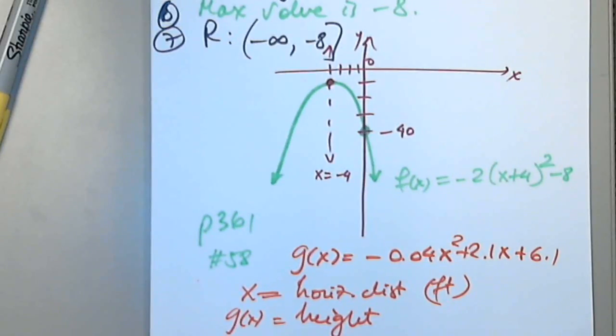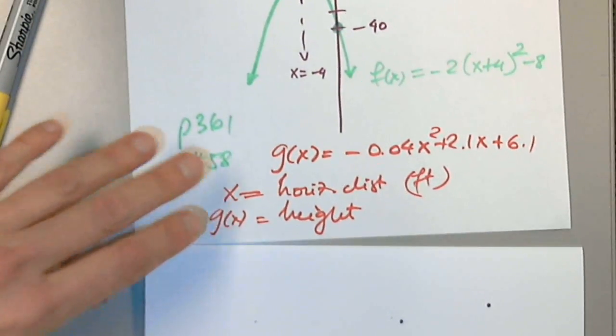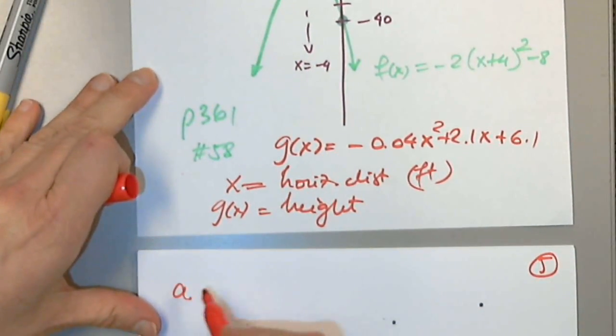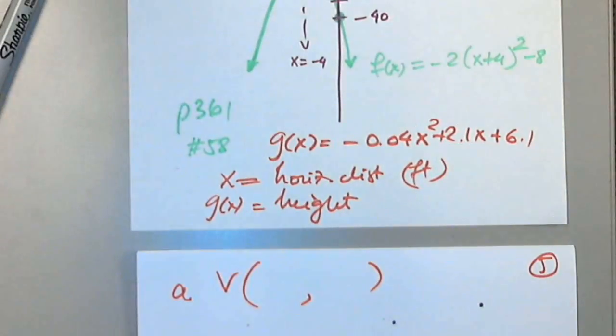What do I have to do? Find the vertex, because the function is quadratic. So part A, find the vertex. What type of form is this? Does it have the completed square or is it the first form? Do I see the completed square here? No. So it's the first form. Good. How do I proceed?